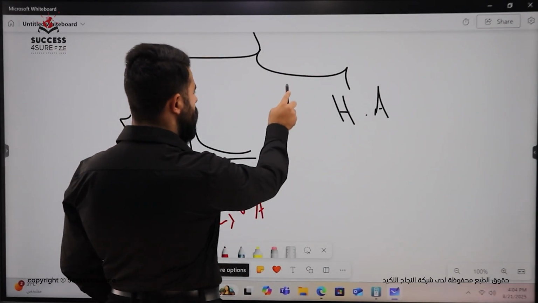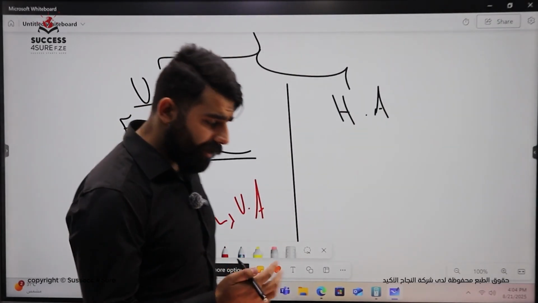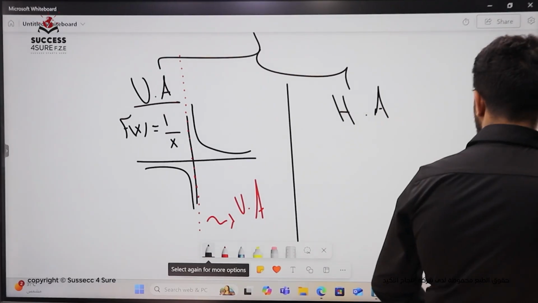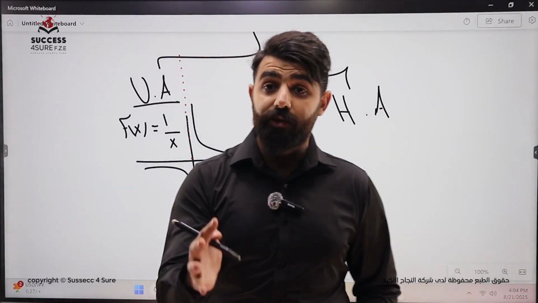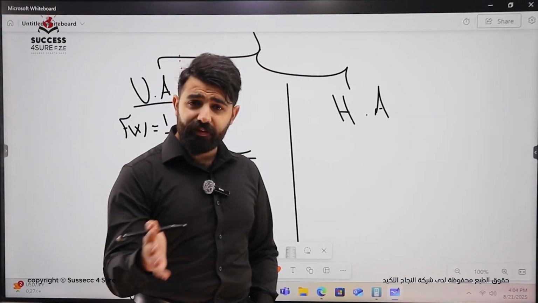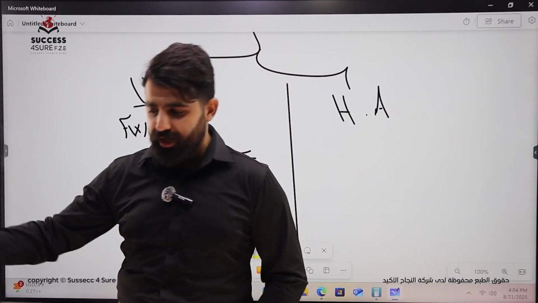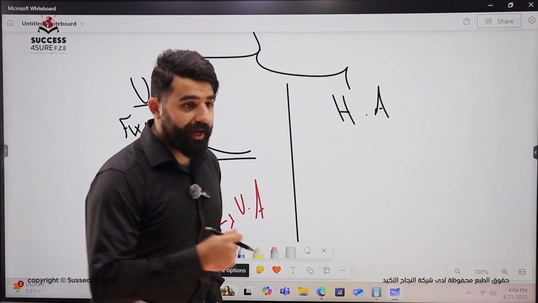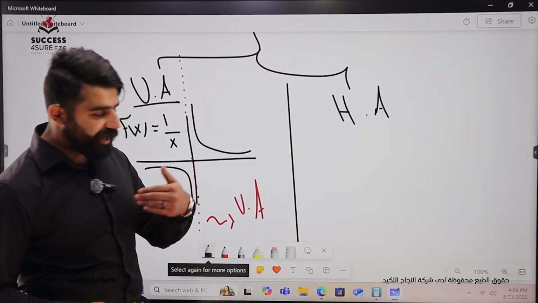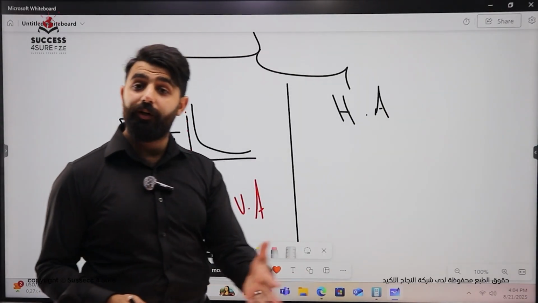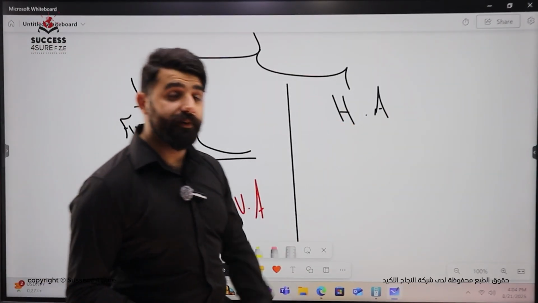Now, what about the horizontal asymptote? By saying the horizontal asymptote, we're talking about the value of the function, all right? The value of the function when the x value goes to infinity or negative infinity. I mean, again, it is the value of the function when the value of x is getting greater and greater or getting smaller and smaller. That's what we mean by saying horizontal asymptote.